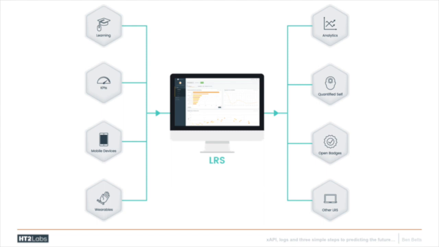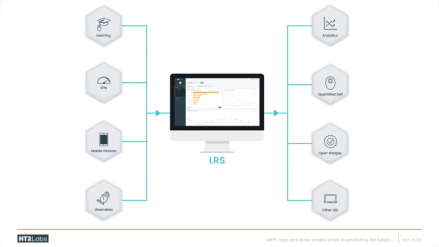So in our xAPI world, we think about three things. We think about activity providers, sources of data. We think about a single source of record, a learning record store, a database in the middle. And we think about activity consumers, different aspects and systems that can consume the data from the system.